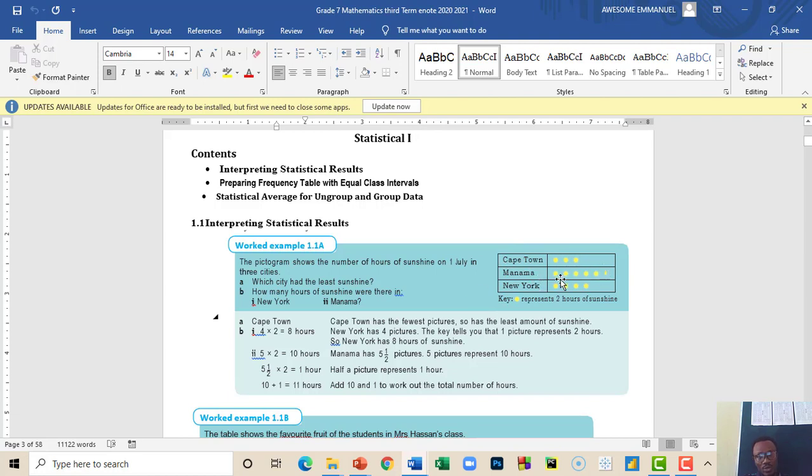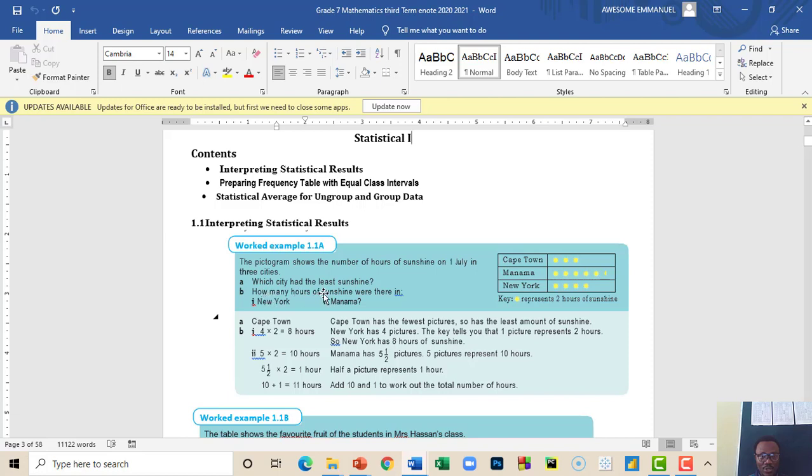Now this pictogram actually has a key. One yellow ball represents 2 hours of sunshine. So for Cape Town we observe we have 3 yellow balls. For Manama we have 5.5 yellow balls, and for New York we have 4 yellow balls. Asked which city had the least sunshine, the least sunshine is obviously Cape Town, because it has 6 hours of sunshine. Take note, 1 yellow ball represents 2 hours of sunshine. So 3 yellow balls will be 6 hours of sunshine.